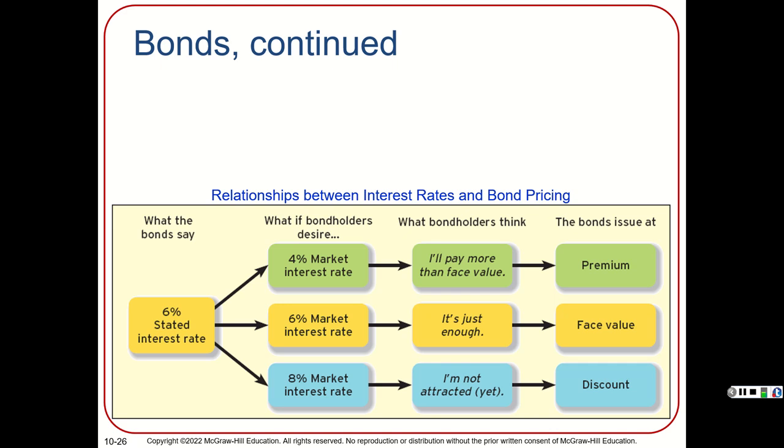So to see how, you need to consider only the relationship between the stated interest rate on the bond, what the bond pays in cash, and the market interest rate. You have to consider some different scenarios. So if the stated rate is the same as the market rate, which is this line here in the middle, then the investors will be willing to pay the face value to acquire the bond.